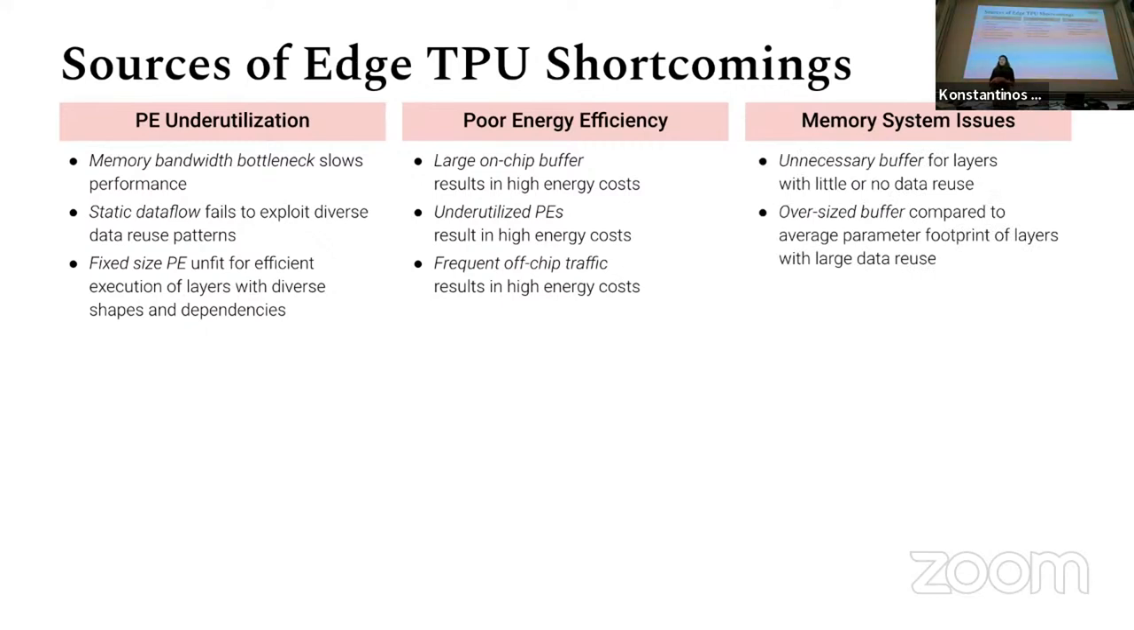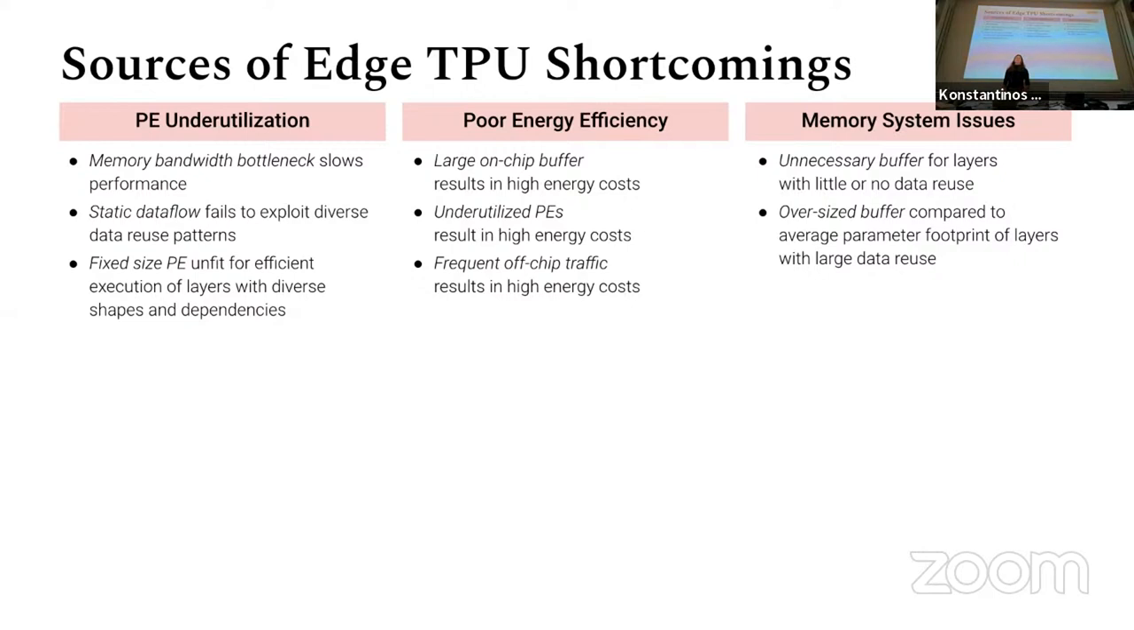If we look at the memory system issues, we can see that the buffer, and this, I think, was very interesting. So if you actually look at the buffer and what layers actually make use of this buffer, you see that there's actually a very small fraction of layers who need a buffer, right? Because with LSTM, for example, we don't have a lot of data reuse. We have a data reuse that is not actually integrated into this data flow. So first of all, this buffer is very unnecessary for many of these layers.